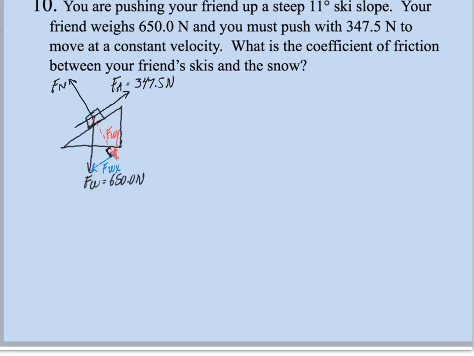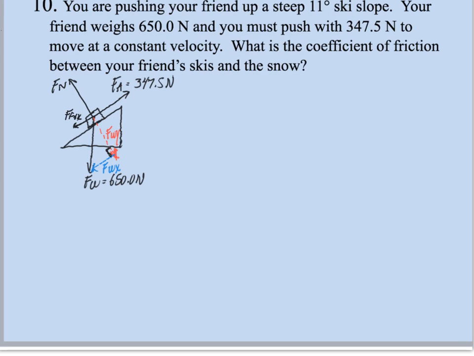And what type of friction is it? It is kinetic. Kinetic friction. All right, so I think we are done with our free body diagram.